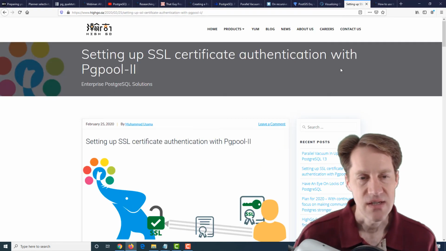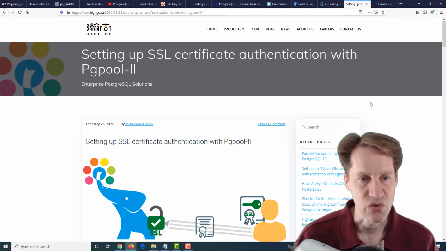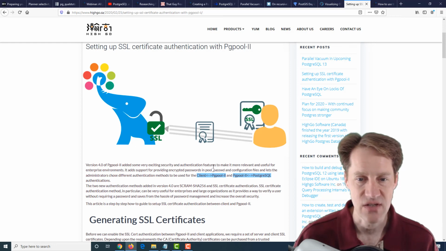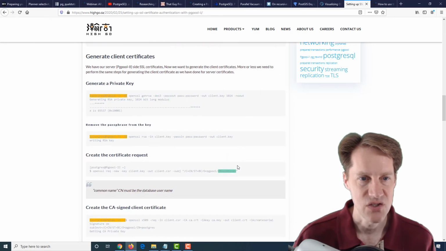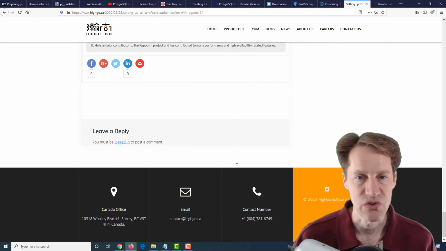The next post is setting up SSL certificate authentication with Pgpool-II, and this is from higo.ca. With version 4 of Pgpool, they added some additional, as they say, secure and authentication features, one of them talking about SSL. So they talk about how you can generate an SSL certificate and start using it with Pgpool-II.